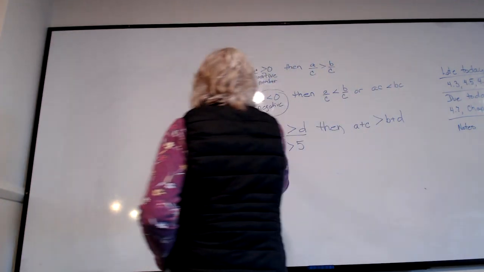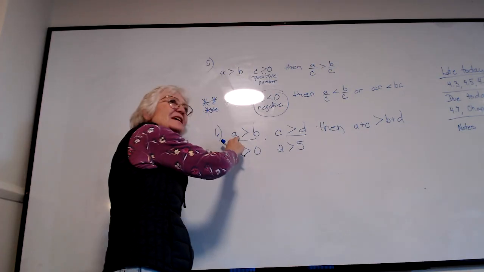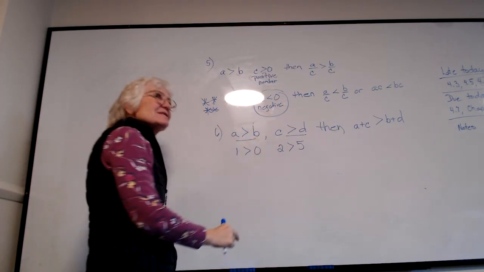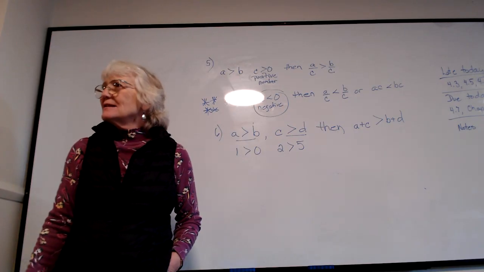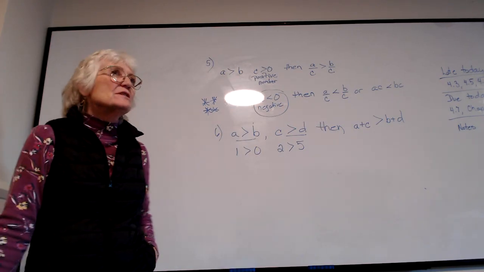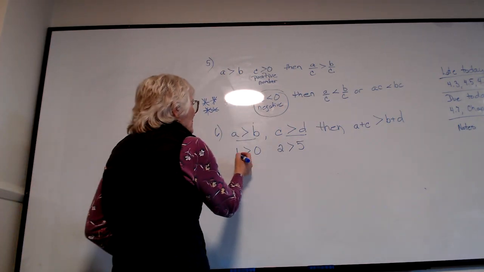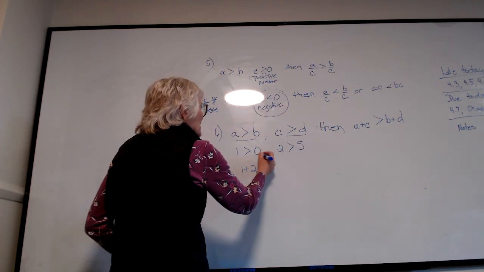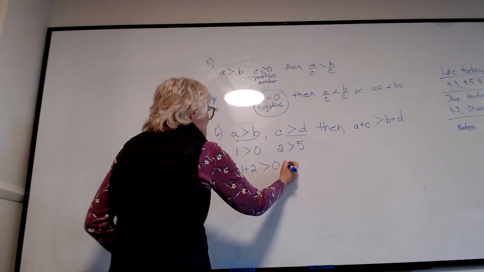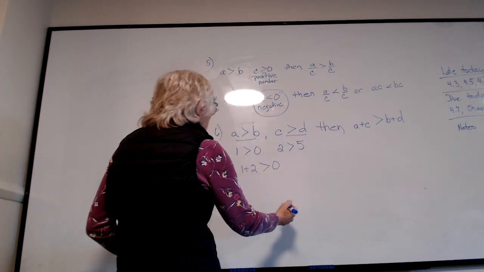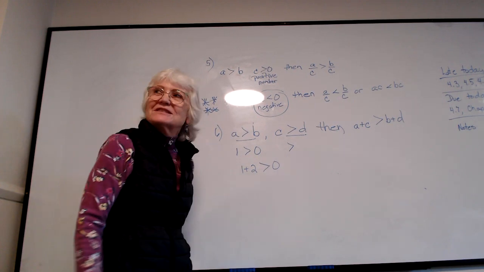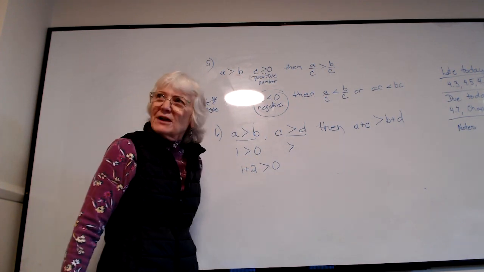Which makes sense. I'm taking the two that are greater than the others and I'm adding to the two smaller ones, so the inequality should remain. So that would mean that A1 plus 2 is greater than 0 plus 5. You guys didn't even check this. That's not a true statement. 2 is greater than 5.